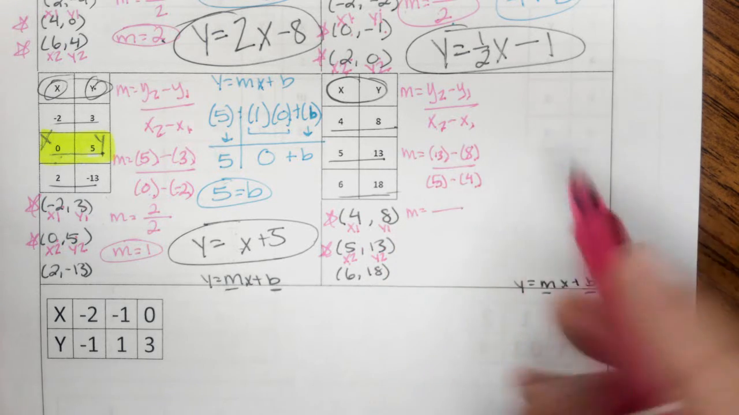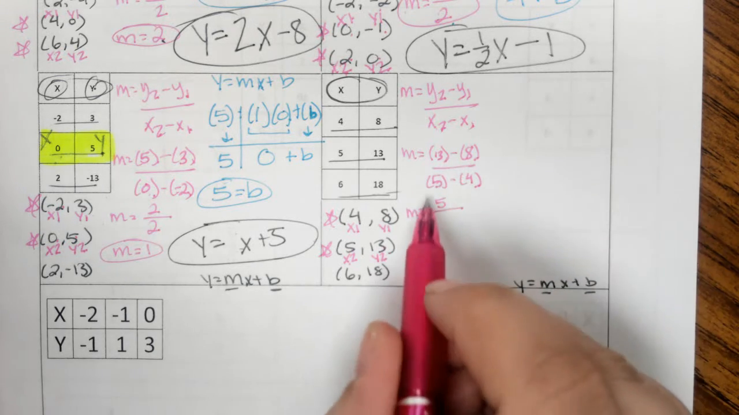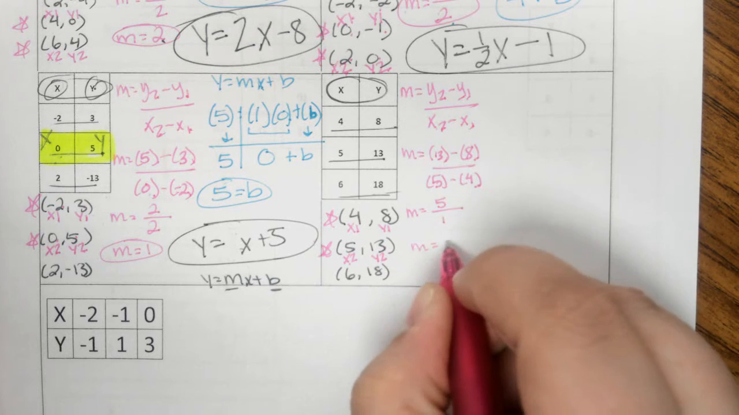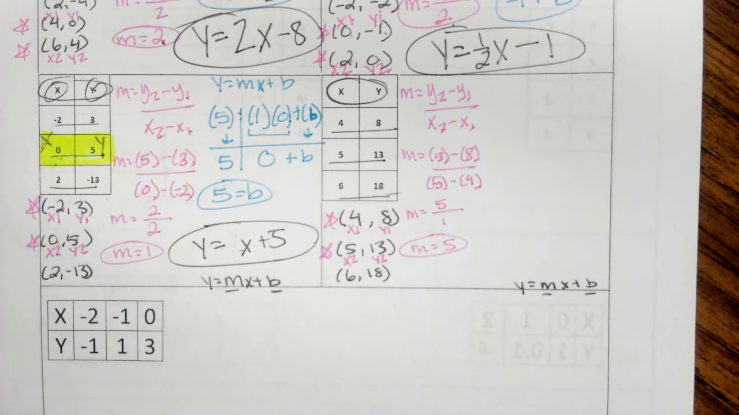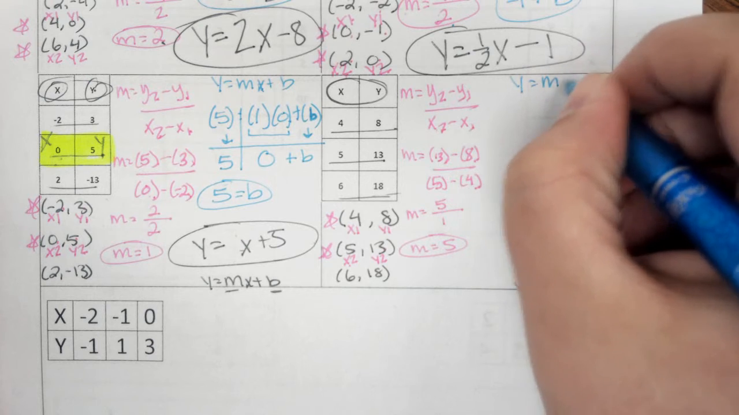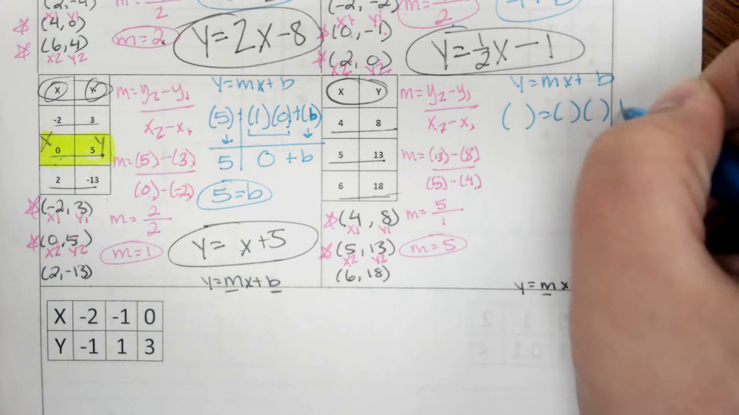Now I can do the subtraction. 13 minus 8 in the numerator leaves us with 5. The denominator is 5 minus 4, which is 1. 5 over 1 is the same thing as 5. Now we're ready to solve the equation y equals mx plus b, plugging in y, m, and x.